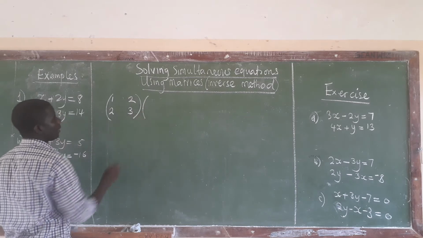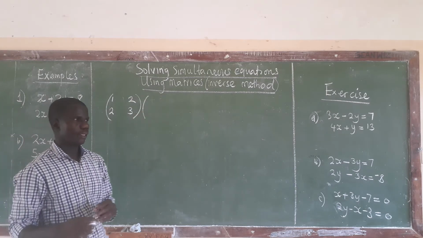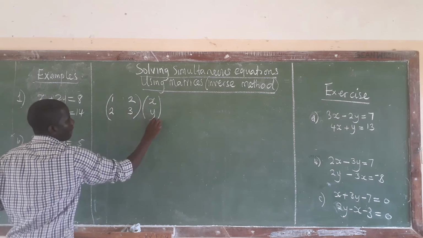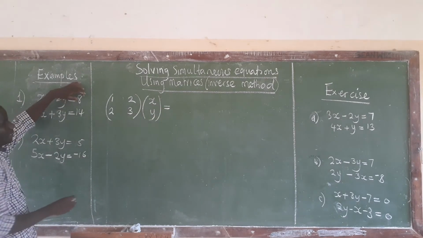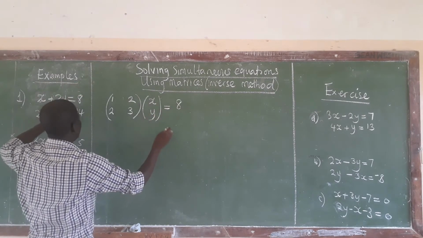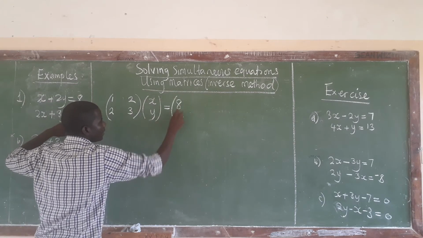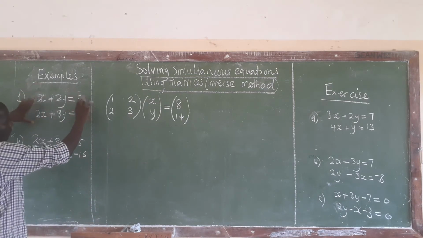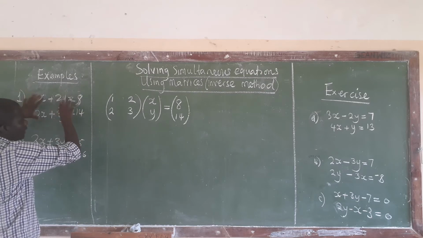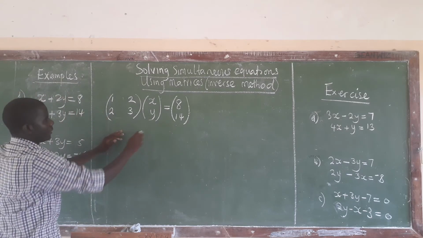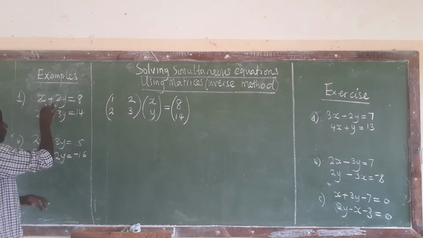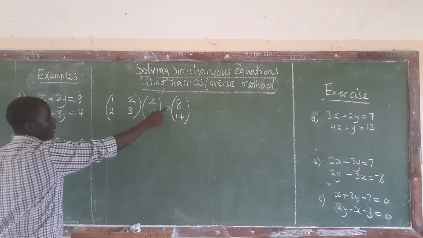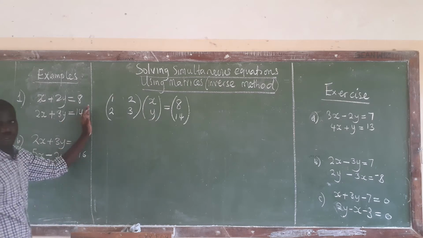Then, here, we bring the letters that we are looking for, because we want to find the values of x and y. This is equal to what? Now we write these ones: 8 and 14. This is the first thing you're supposed to do. When you're given simultaneous equations, you form this kind of arrangement: the first matrix using the coefficients, then the variables that we are looking for, which are x and y, as the second matrix, then you equate them to the answers. This will also be a matrix.